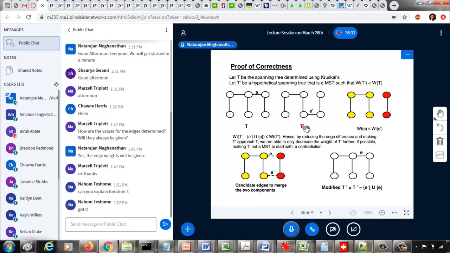All the spanning trees we could come up with as hypothetical spanning trees are going to be of weight only larger than or equal to the weight of T. There is nothing that is going to be smaller than the weight of T found by Kruskal's algorithm. Okay, so this is how you prove the correctness of this theorem.